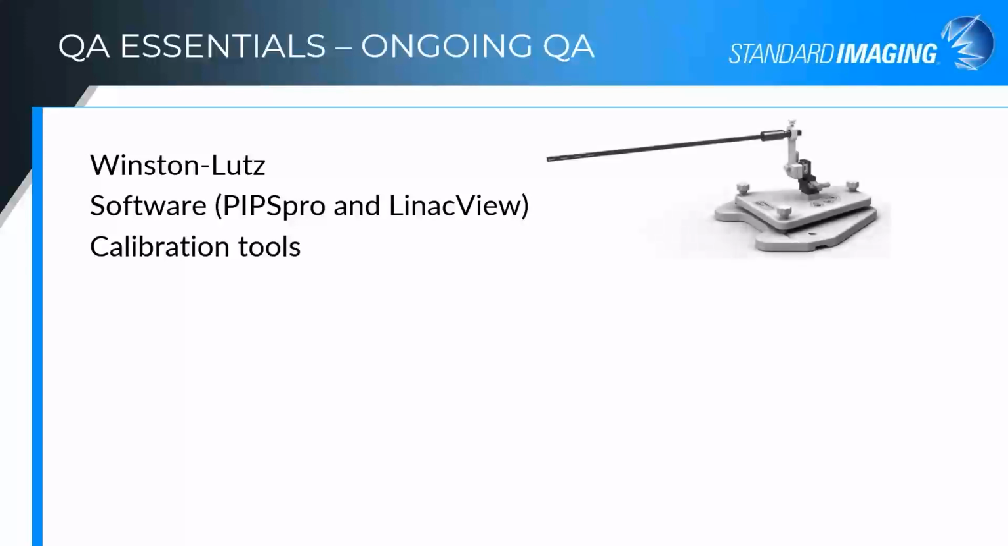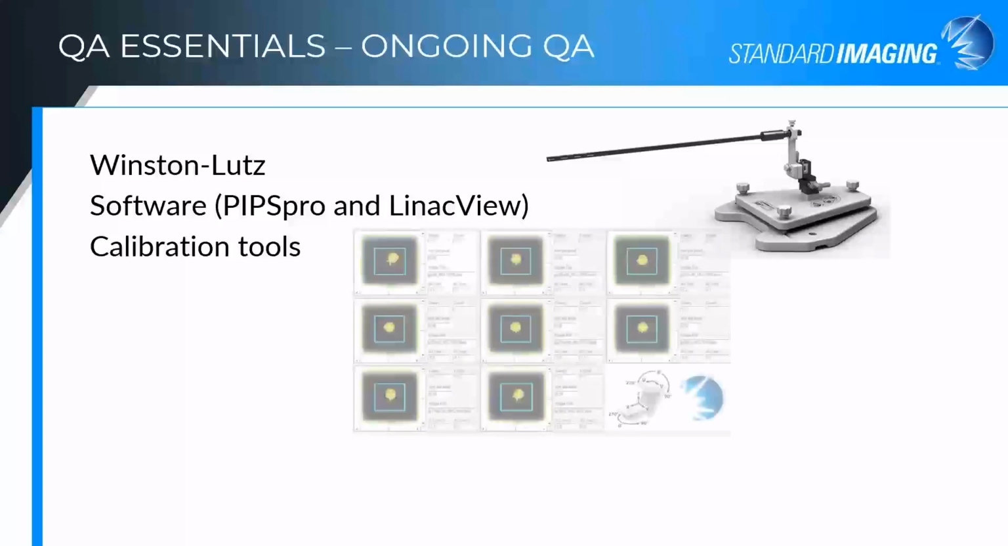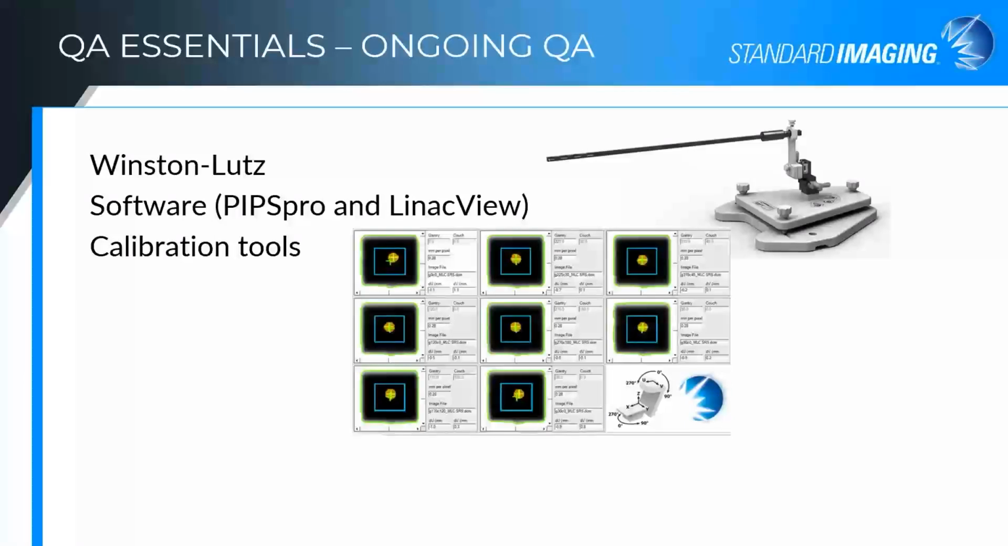So you need something like a Winston-Lutz pointer. Ours actually has a 3D micrometer stage, so if you do your Winston-Lutz and find it's offset by a certain amount, you can make those fine adjustments. Or even if you're just trying to set it up, you can make those fine adjustments. It also fits on a CIRS lock bar so that it's easily and reproducibly set up every day with respect to your couch. Software like PIPS Pro makes analyzing these images really quick and easy.